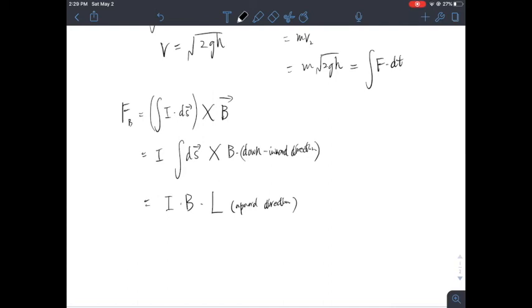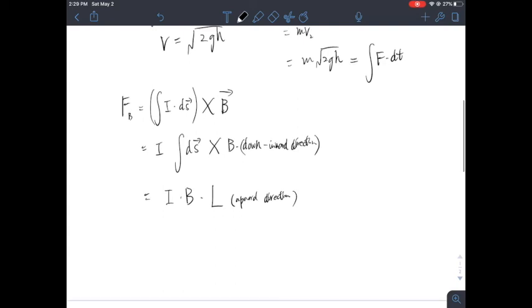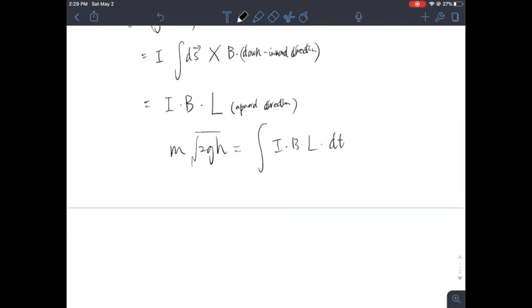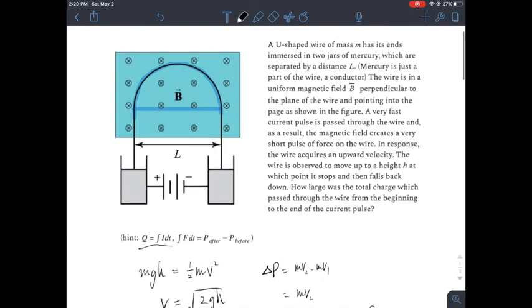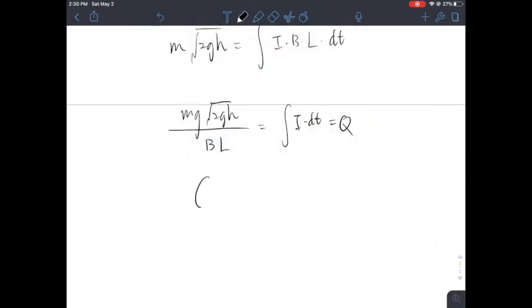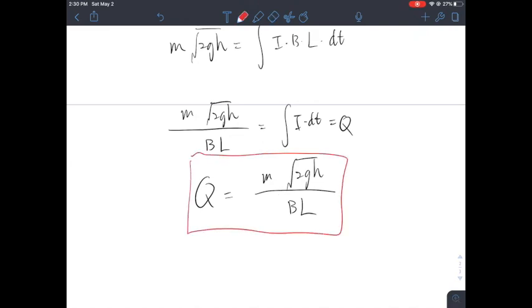So now we can plug our force back into our impulse equation. We have m times the square root of 2gh equal to the integral of I times B times L dt. Then we know B and L are just constants. And because of the hint, Q is equal to the integral of I times dt. So we get Q equals m times the square root of 2gh divided by BL. And that's our final solution.